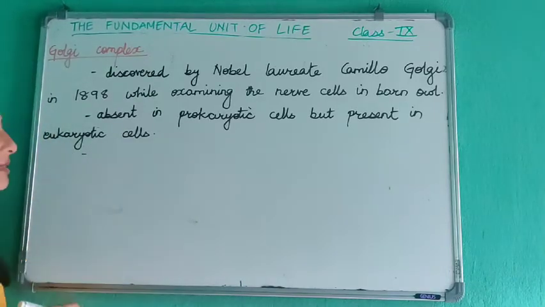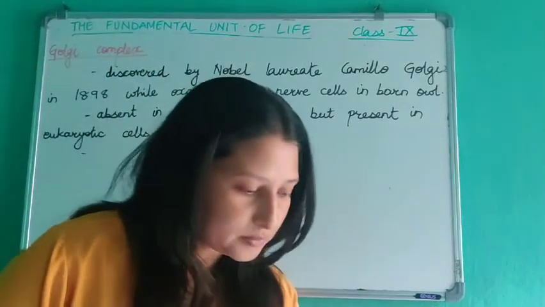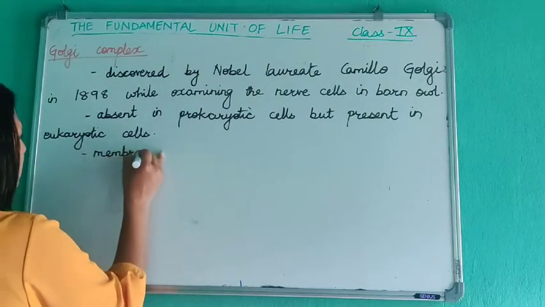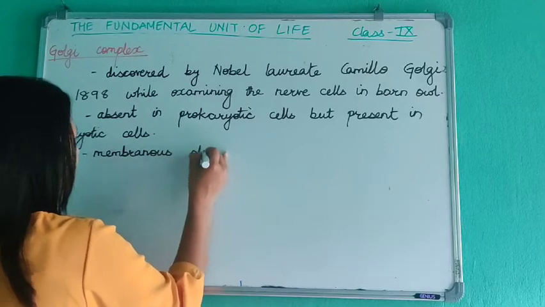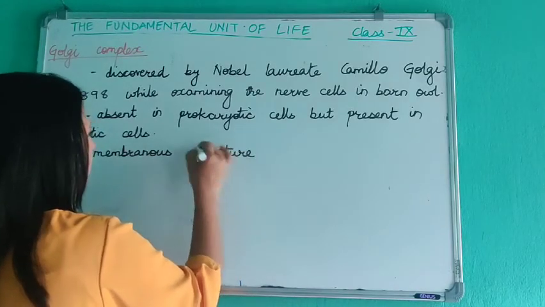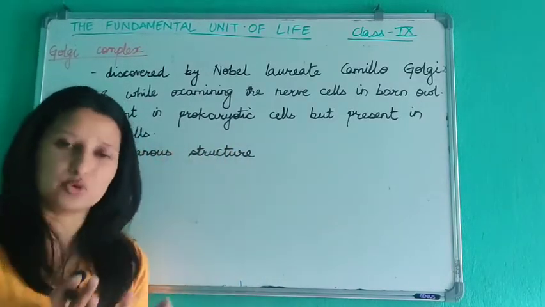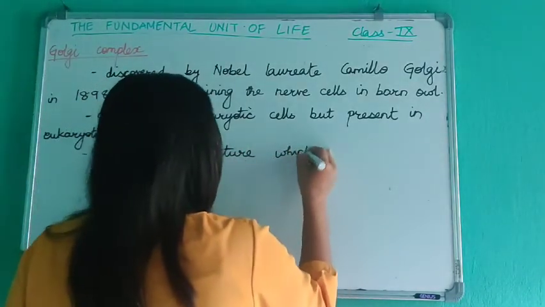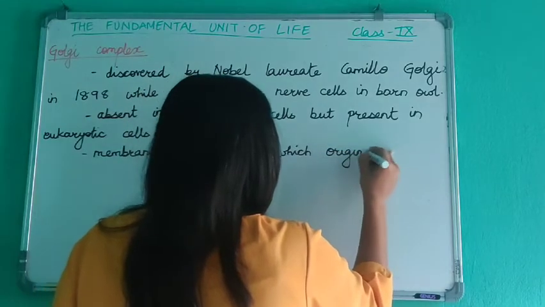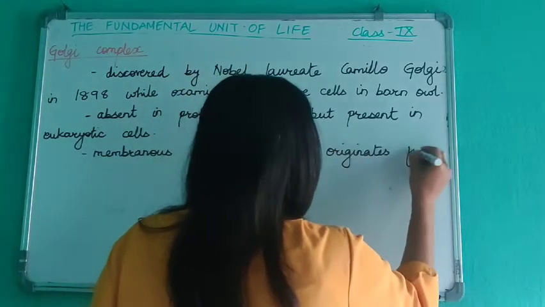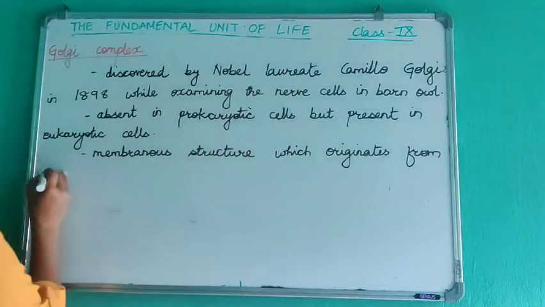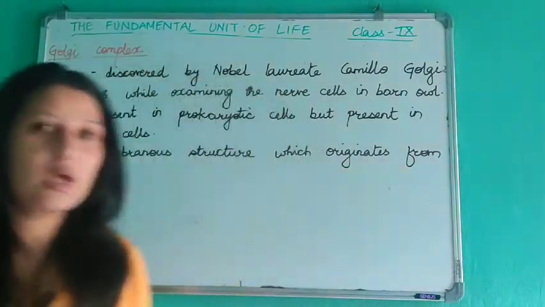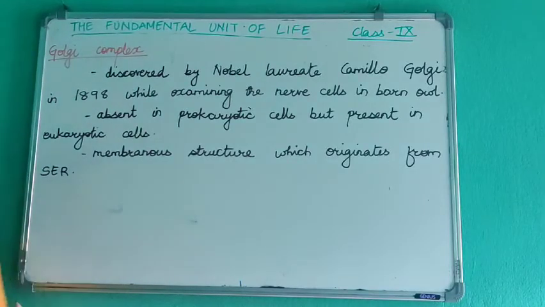Okay, and next thing is it is a membranous structure which originates from smooth endoplasmic reticulum. Membranous भनेको चाहिँ membrane ले bound गरेको ल, membrane ले वरिपरि छोपिएको bound गरेको. So membranous structure which originates from smooth endoplasmic reticulum. कहाँबाट originate हुँदै रहेछ, कहाँबाट बनिँदै रहेछ? Smooth endoplasmic reticulum बाट बनिन्छ.